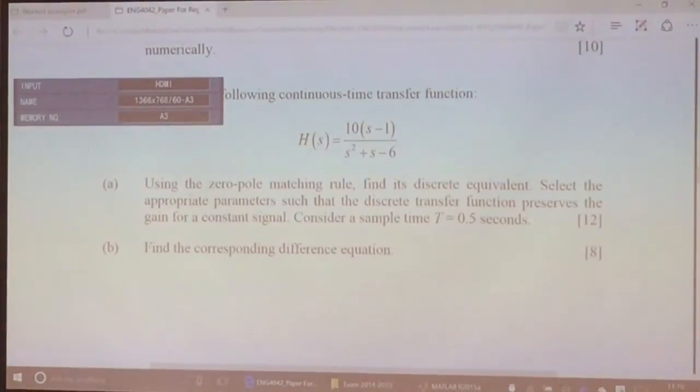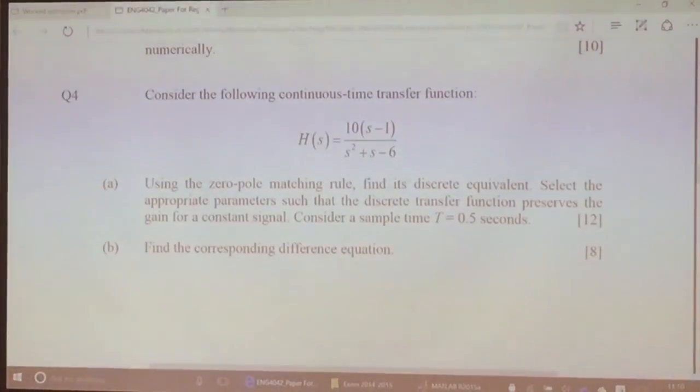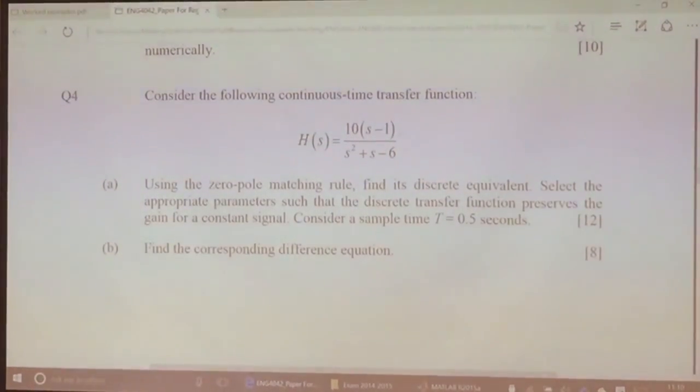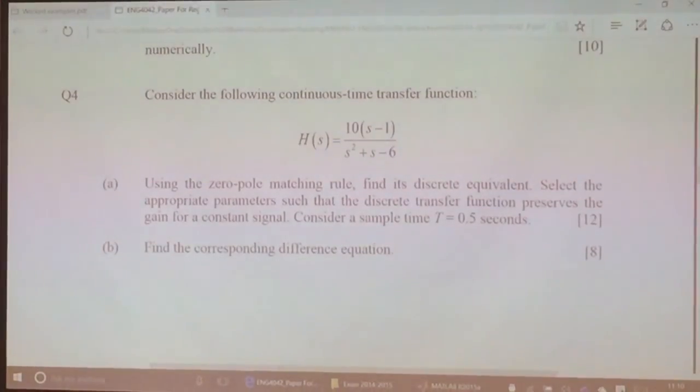The last part should be straightforward. There's nothing difficult. It's to find the corresponding difference equation of the transfer function. So how to convert the transfer function into a difference equation.